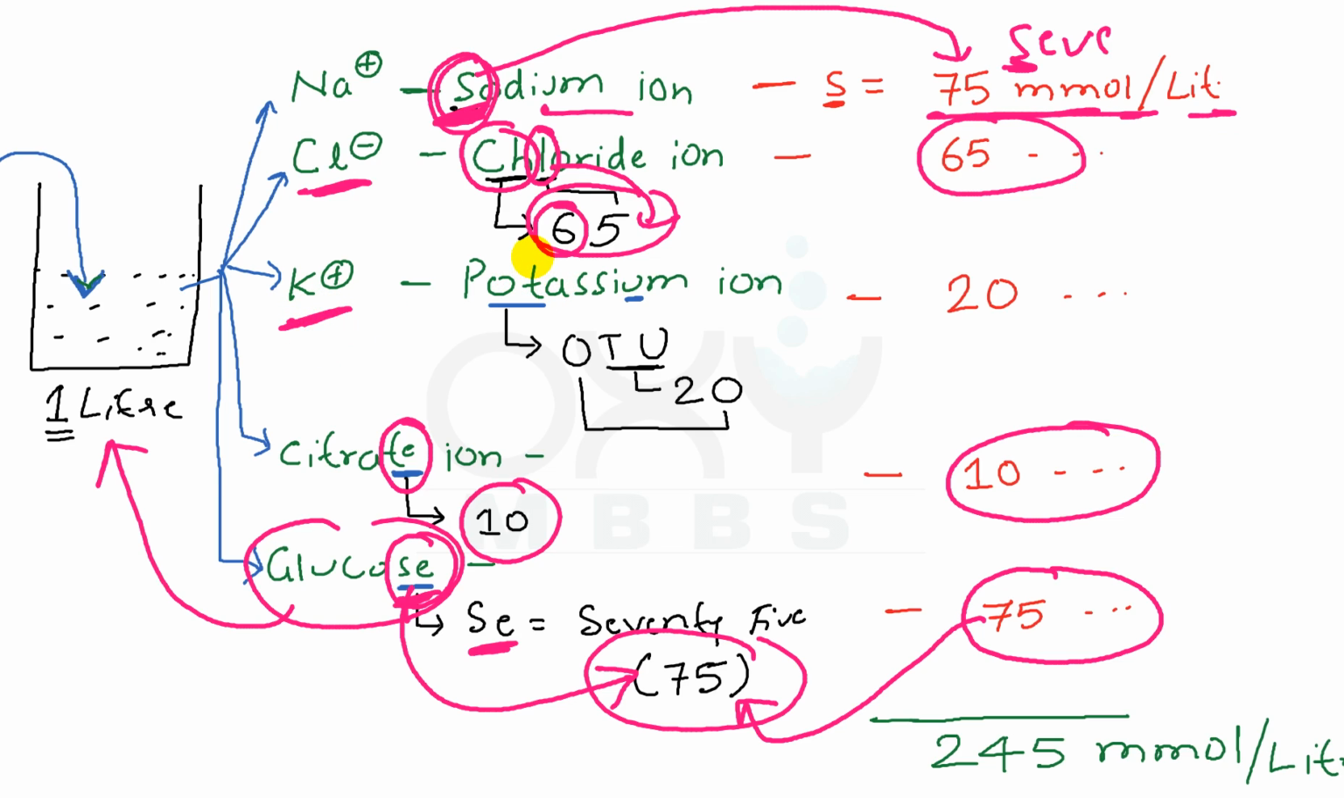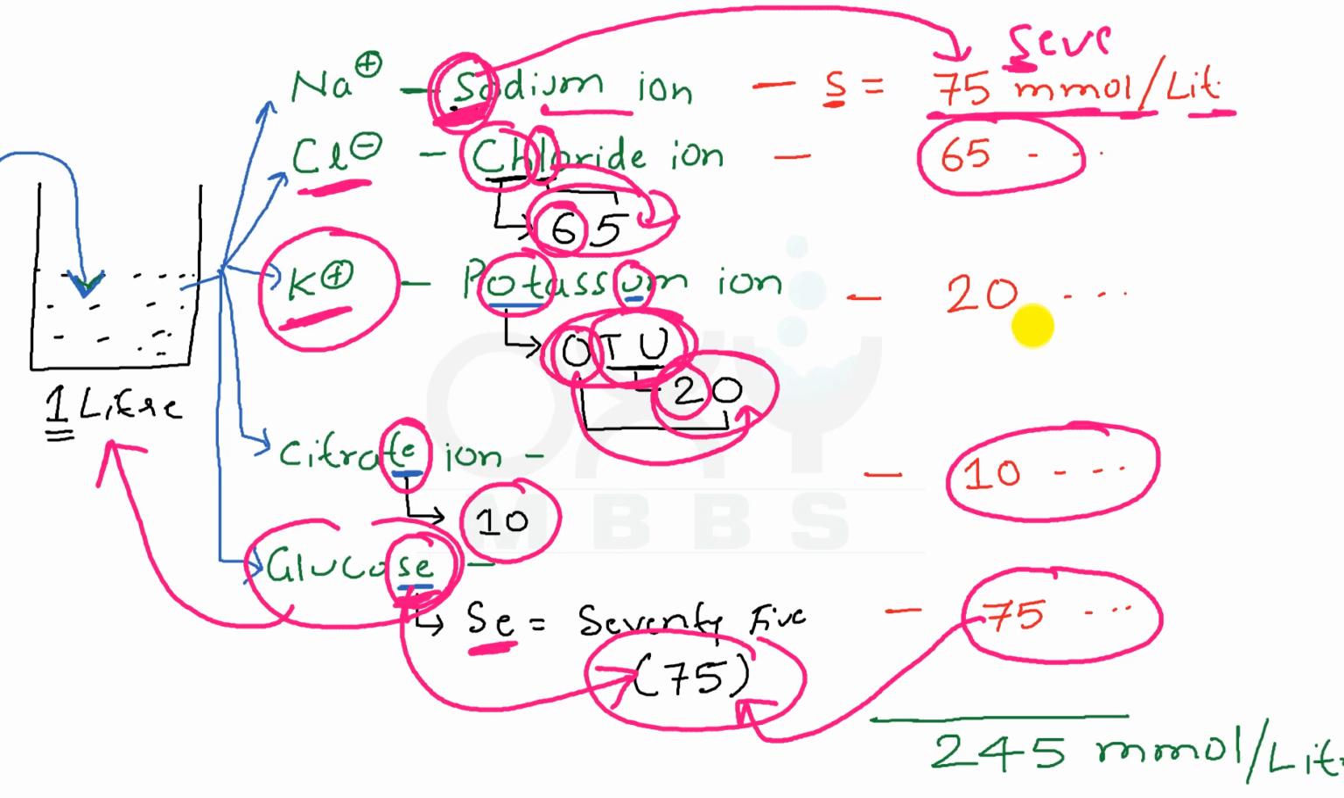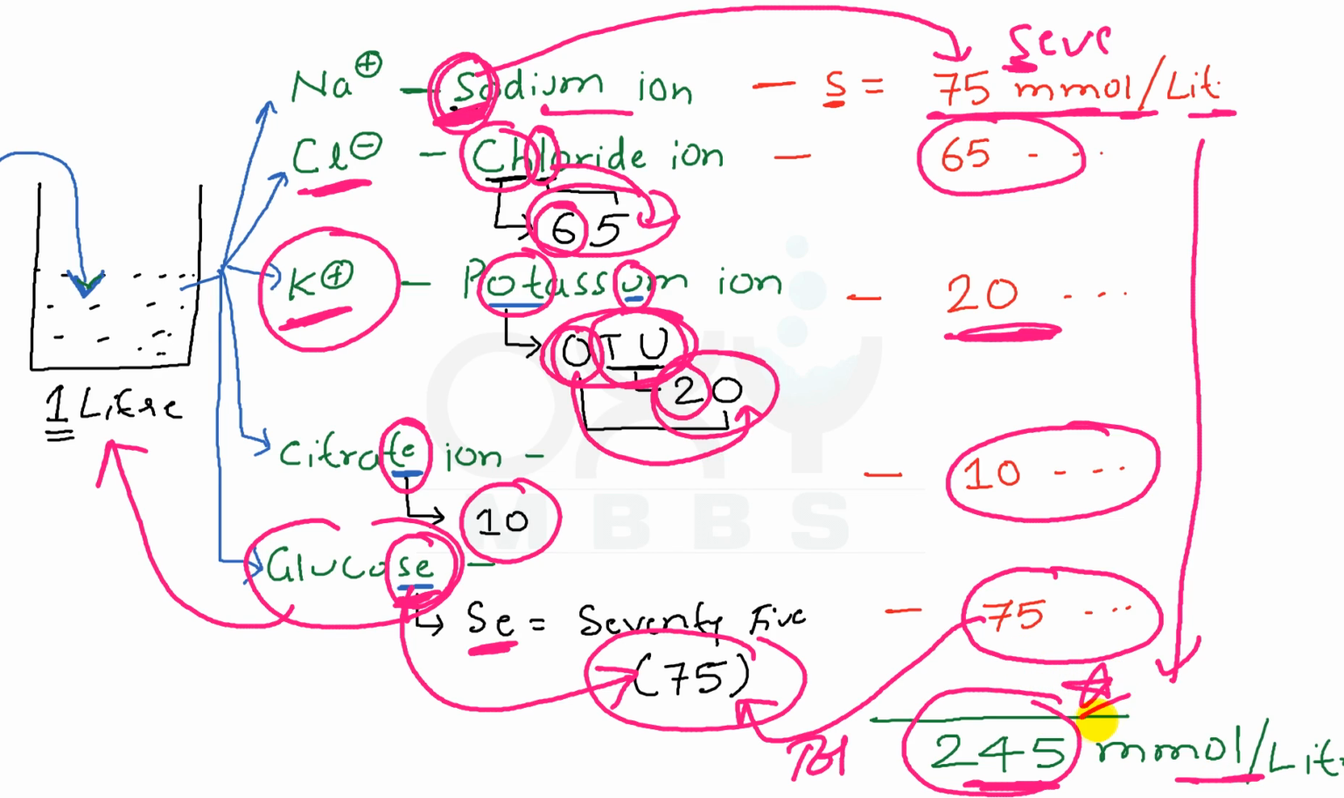Now last one is potassium ion. Now for the potassium just take OT and this U here. So here are OTU. Now from this T and U there is number 2, and now just write this O after the 2, so it becomes number 20. It means concentration of potassium ion is 20 millimoles per liter. So if we add all these concentrations, then it becomes total 245 millimoles per liter. And this is very important, as this is asked in many PG entrance examination.